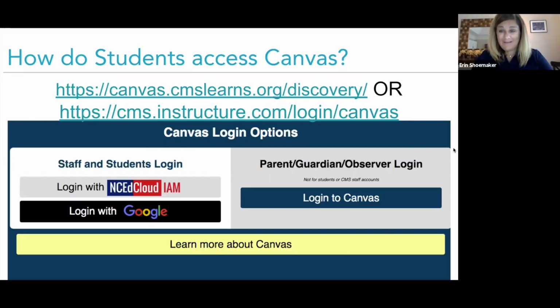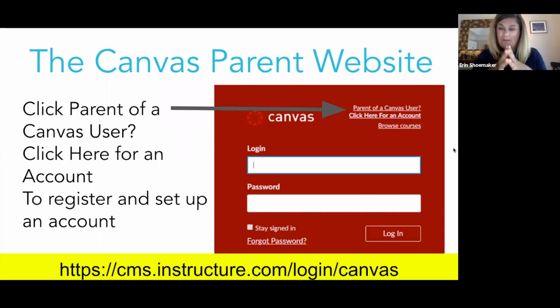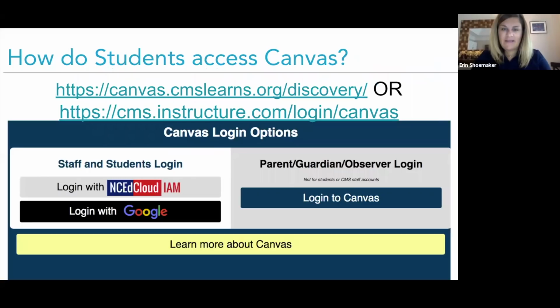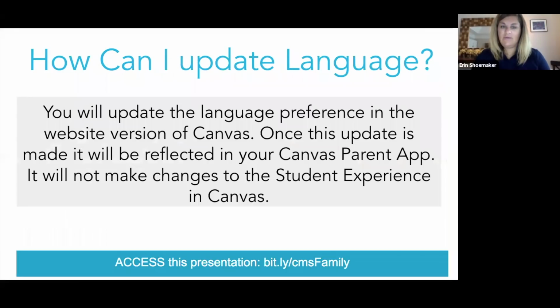Now that you're in Canvas as a parent, now that you're paired with your student, now we can get into some of the really great stuff that you're going to be able to find when you get in there. So one of the things that you can do, and we've already talked about how to access the website, how to access Canvas as a parent, is you can update the language that you're viewing Canvas in. So if English is not your preference, you can go in and change the language. You have to go into the website version of Canvas first, and then once you make the change there, it will show up on your parent app also. But you've got to jump into the website and do that first.